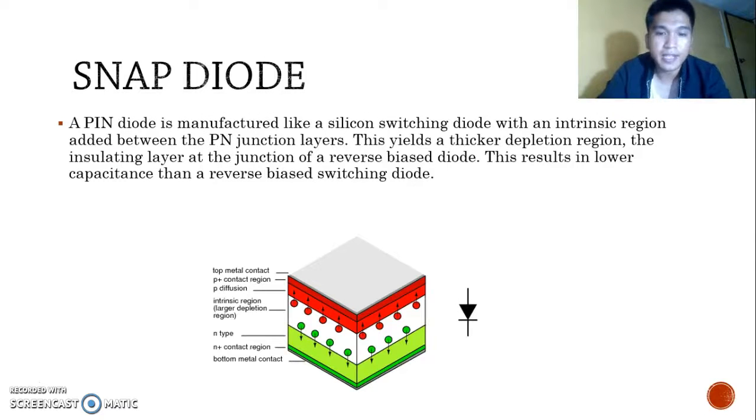So next is the PIN diode. A PIN diode is manufactured like a silicon switching diode with an intrinsic region added between the P and N junction layers. This yields a thicker depletion region, the insulating layer at the junction of a reverse biased diode. This results in lower capacitance than a reverse biased switching diode.